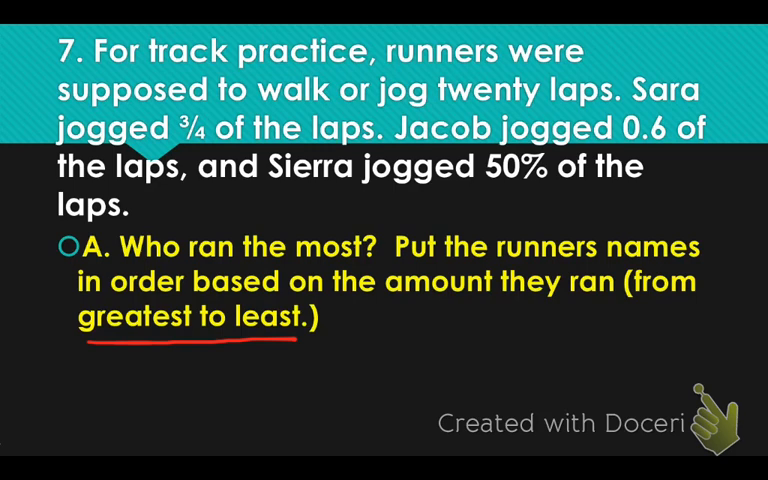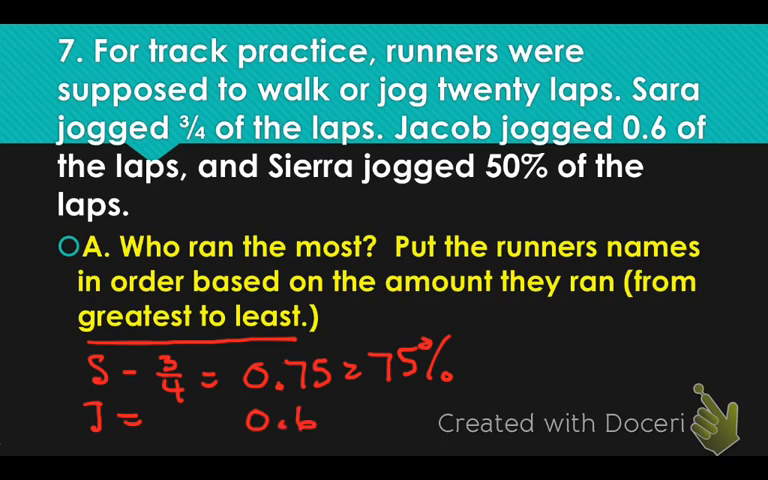So you have to make them all common. You can't just, well, hopefully you can eventually, but we want to compare like common representations. So we have Sarah was at 3/4. Well, 3/4 is the same as 75/100ths, or 75%. And Jacob, he jogged 6/10, which is the fraction 6 over 10, or the percent, which is 60%.